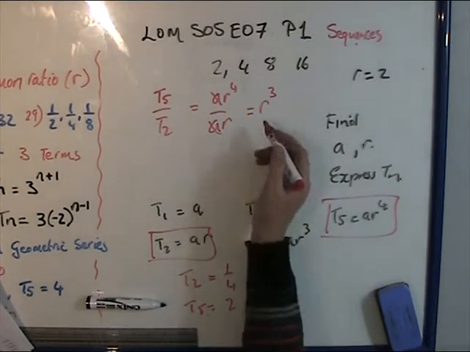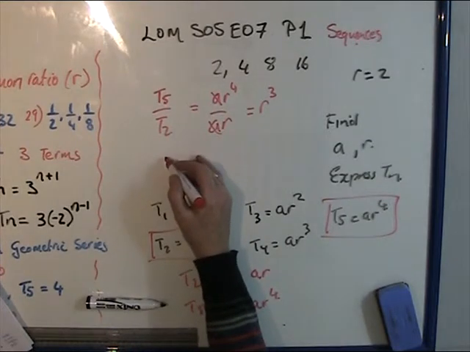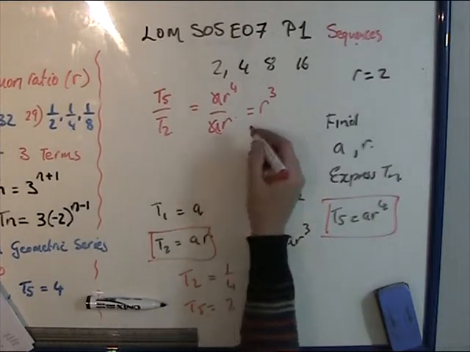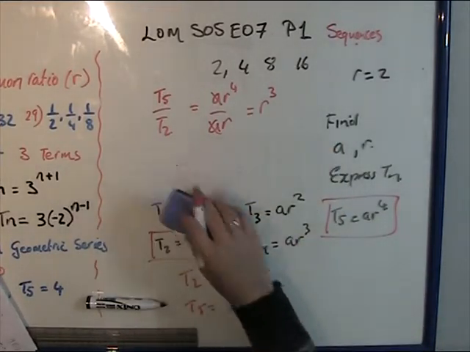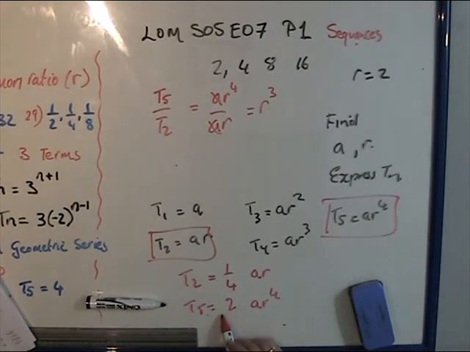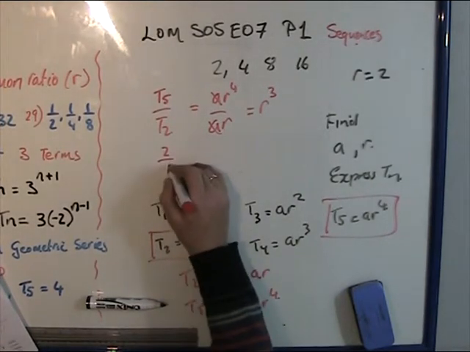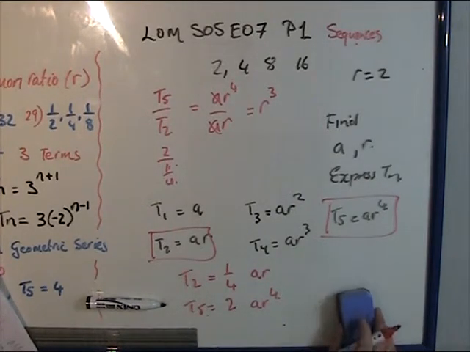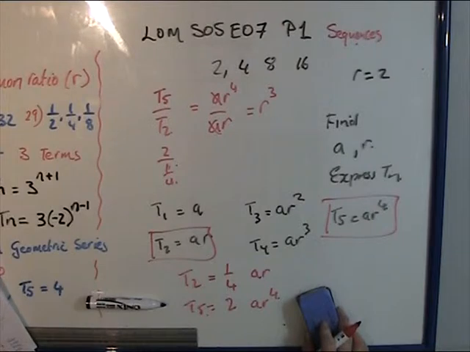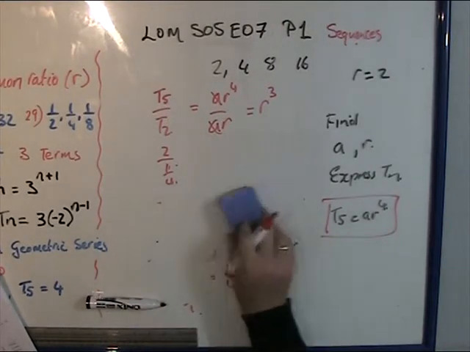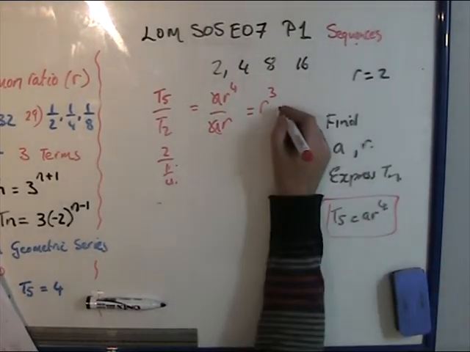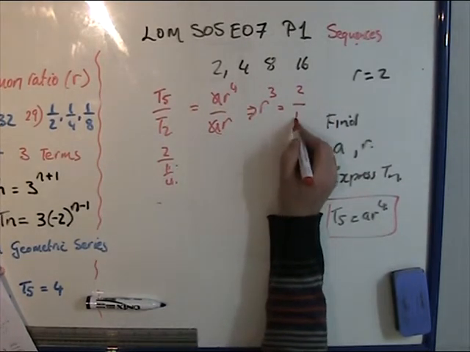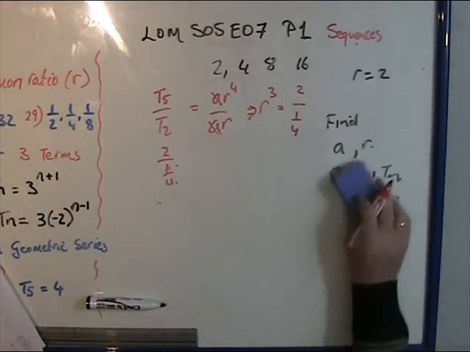So if I represent T5 over T2, I would put them into fractions. Let's look at this as a fraction. We have T5, which is 2, over a quarter. From there we find out what R cubed is equal to. This implies that R cubed is equal to 2 over a quarter, which are the values we were given earlier on.